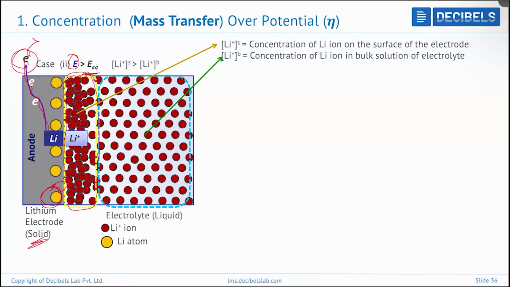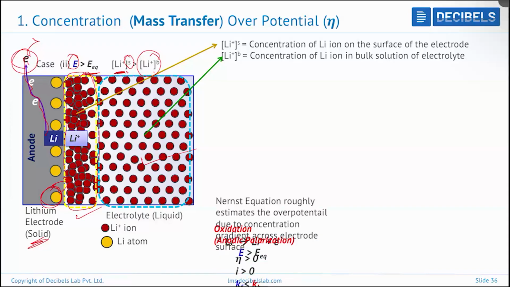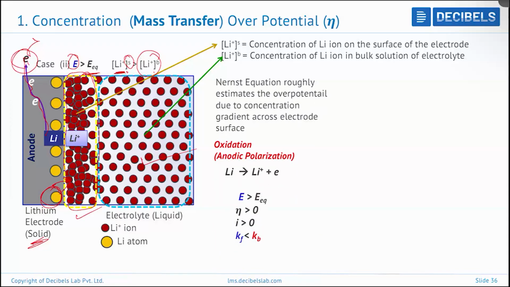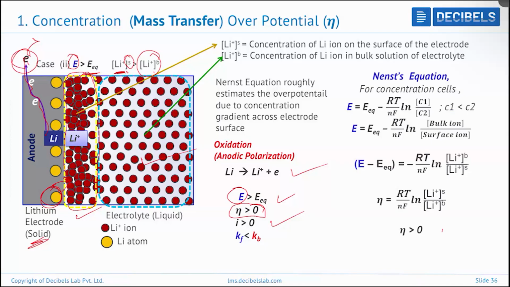Because of that, the lithium ion concentration on the surface of the electrode increases, and it is greater than the bulk concentration. Here, the bulk concentration is less than the lithium ion concentration near the surface. This leads to the oxidation reaction. When the applied potential is greater than equilibrium, the overpotential is positive and increases, and the current also increases. Here, the forward reaction is slower than the backward reaction, as I mentioned in my previous explanation. So here the overpotential is positive based on the Nernst equation.